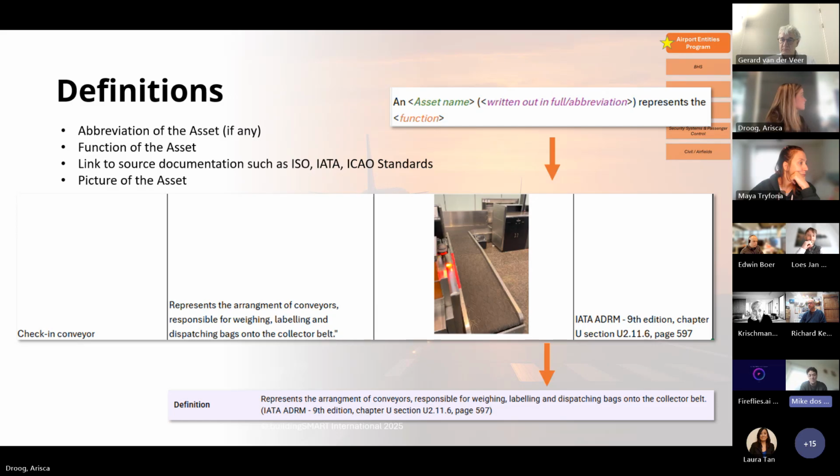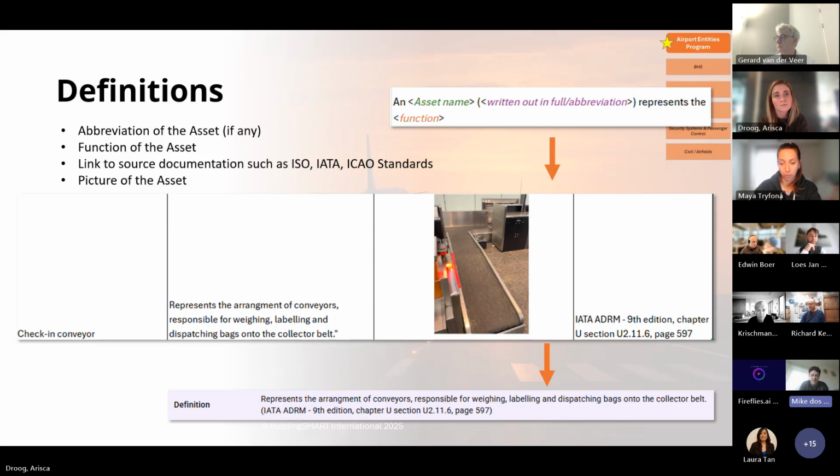And the definition, we based it on existing standards. In this case, the IATA design reference manual. So we looked up the design manual and we took the definition that's in there and we came up with a format to capture this definition. So in this case, the format, you see it on the right upper side, is ACID. And then if it has an abbreviation, we mention the abbreviation, and then it represents the function. And the function we took out of the airport or the IATA document.